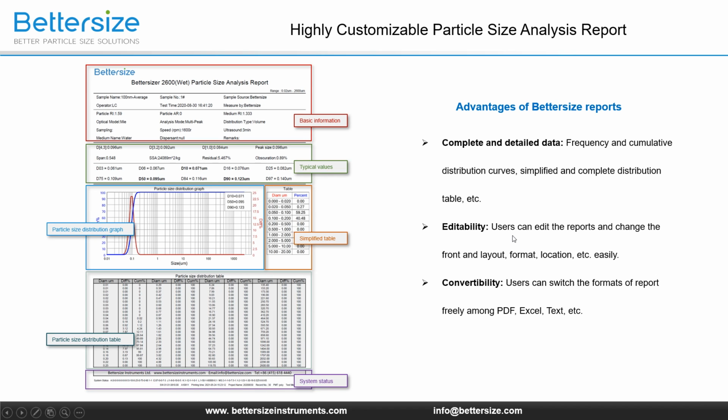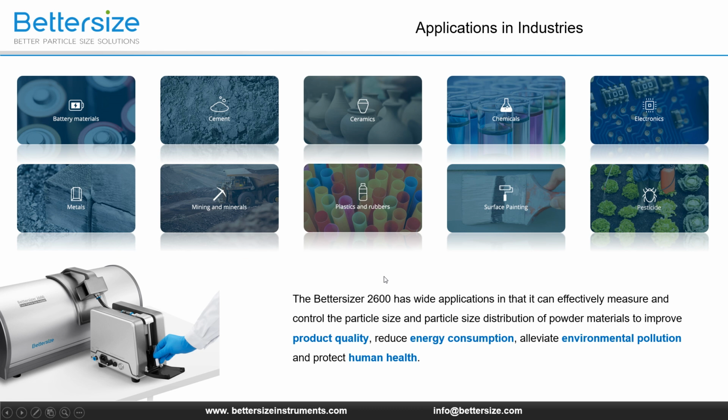The Bettersizer software can export the particle size analysis reports conveniently in various formats such as PDF, Excel, text, etc. The reports provide comprehensive data and are highly editable and convertible. The Bettersizer 2600 is capable of particle size testing in almost all situations and has broad applications in various industries like batteries, cement, ceramics, etc.